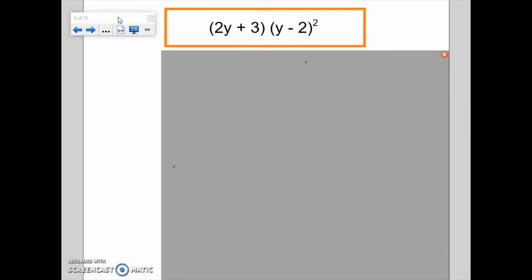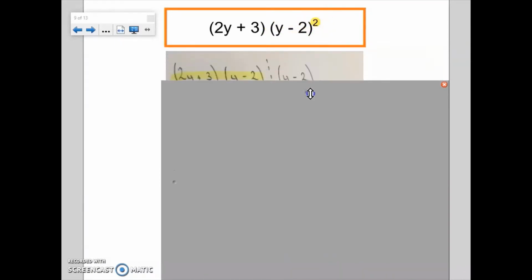Let's have a look through one more question, a little bit more complicated again, before I give you some triple brackets to expand. So this time I've got 2y plus 3, so I've actually got a coefficient of the y in this first bracket, so that's going to increase the complexity. And I've got y minus 2 squared. So the first thing to know is when we've got a bracket that is squared, it just means we're going to write out the bracket twice. It does not mean square the y and square the 2. It means we write out the full bracket twice, which is exactly what I've done here.